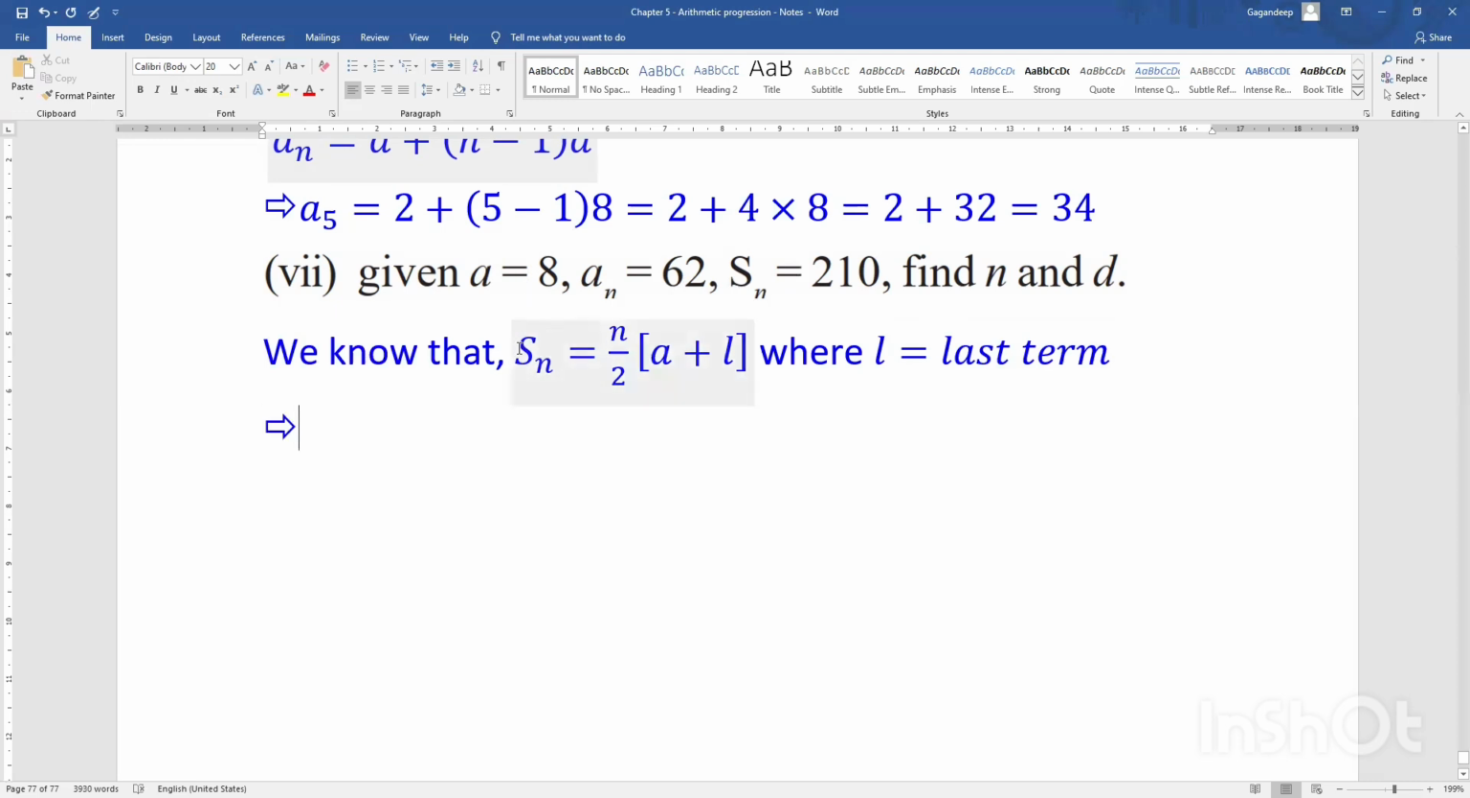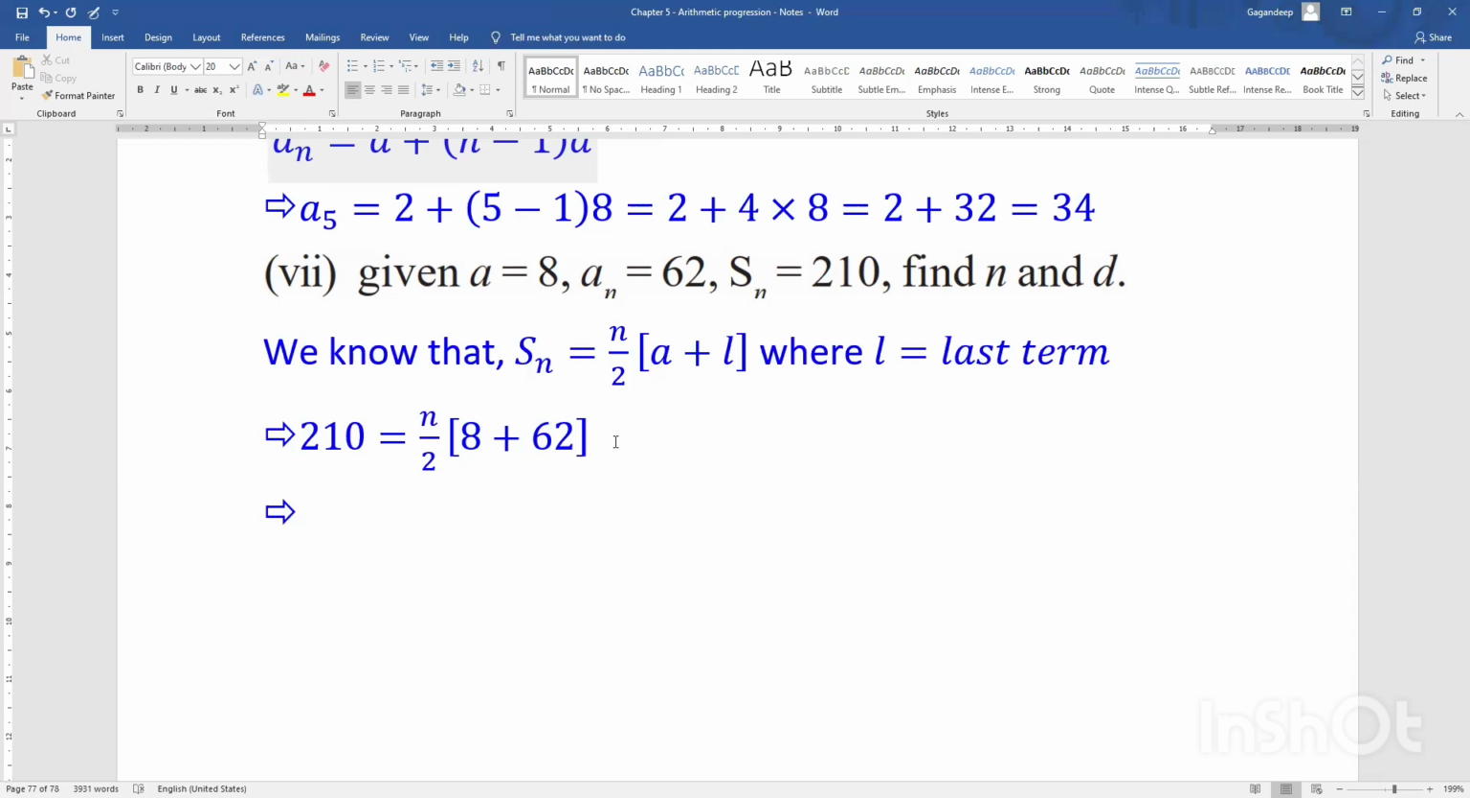Now in my next step, let us take down the same formula here. Sn you replace with 210, and then n by 2 into a plus an. The a value is how much? A is 8. And an is the last term, right? The last term is given to be 62, so let us replace it with 62. That's why you must see which formula is to be used for Sn. So here I use another formula for Sn.